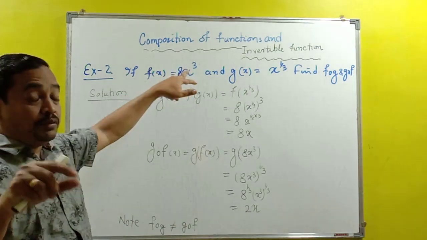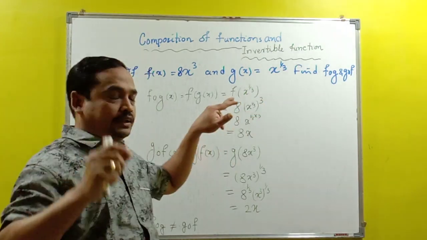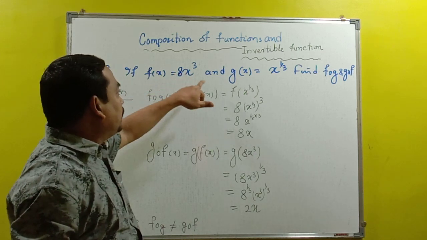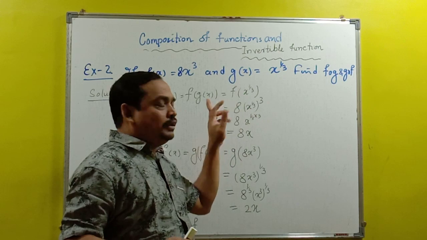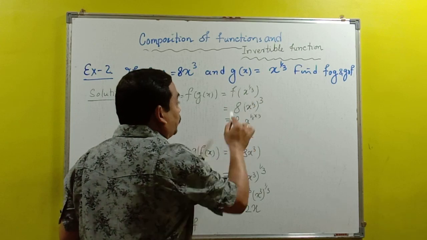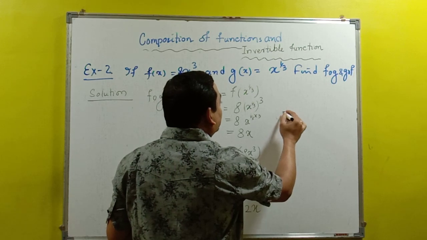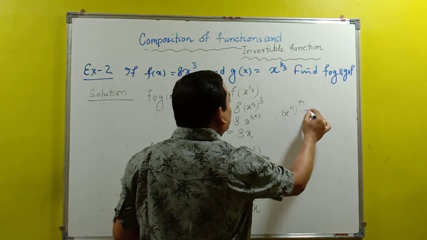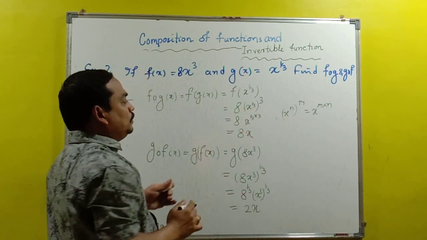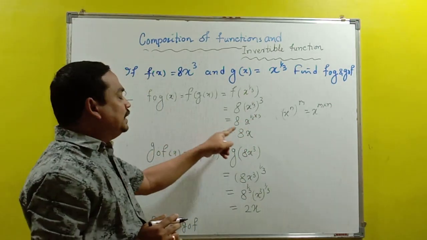Like in class 9th you have studied, when finding the value of a polynomial, we substituted the value in place of x. So here, in place of x, what will we put? In place of x we will replace x to the power 1 by 3. So what does this become? x to the power 1 by 3 whole cube, these two powers get multiplied. We know x to the power n whole to the power m is equal to what? x to the power m into n. So here 1 by 3 into 3 is equal to 1. Answer is 8x. So your fog of x is equal to 8x.